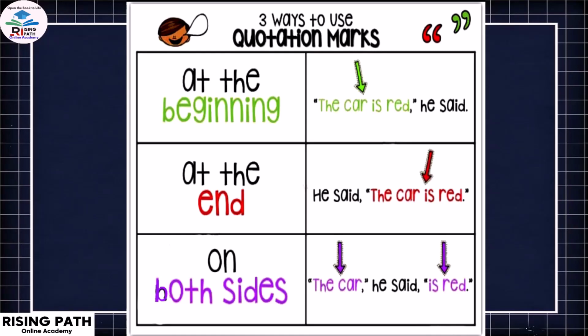At the beginning: "The car is red," he said. At the end: He said, "The car is red." On both sides: "The car," he said, "is red." Remember that Cambridge examiners are looking for the various styles of punctuation and various styles of writing the dialogues. So you have to be very prudent, and you have to practice a lot for writing the direct speech in your narratives.